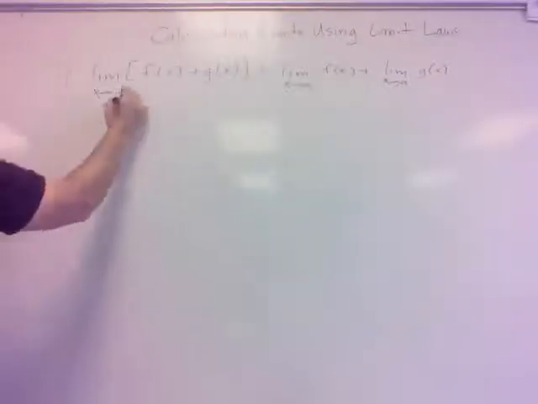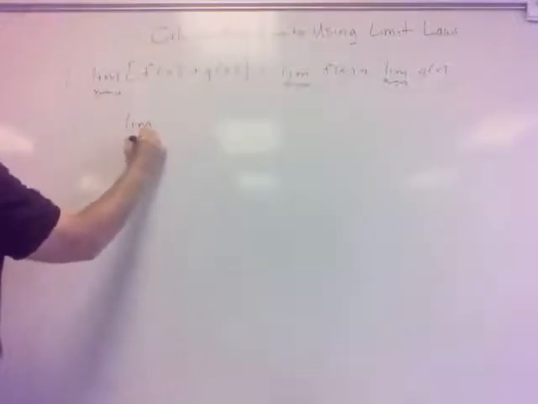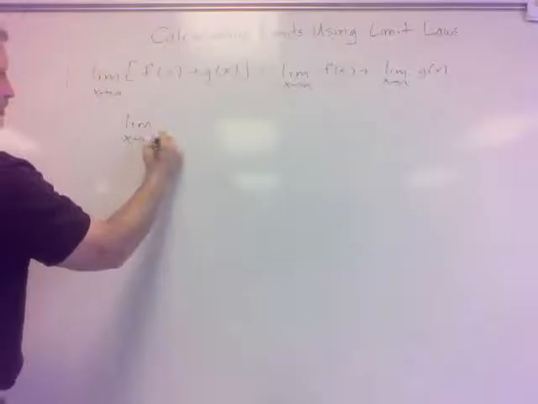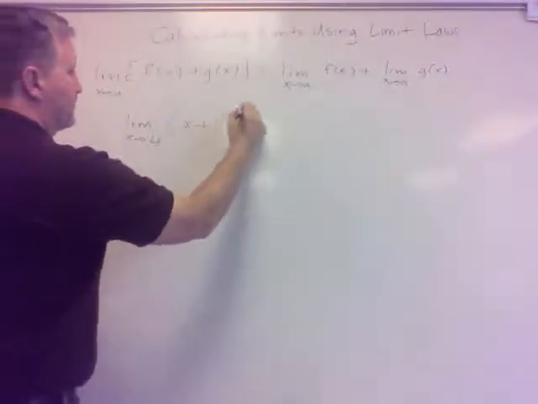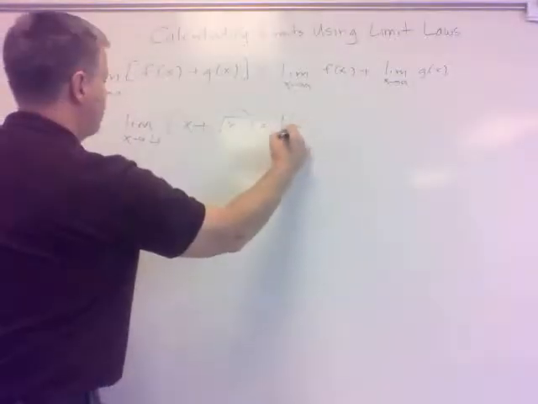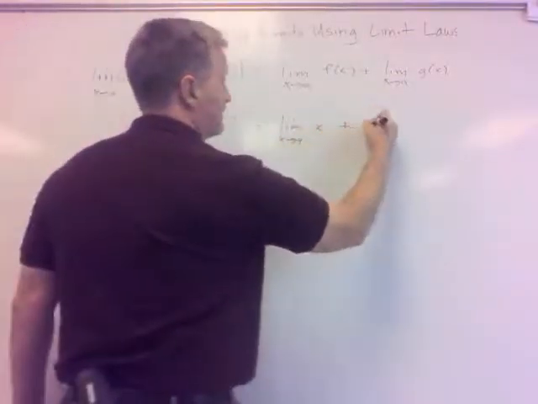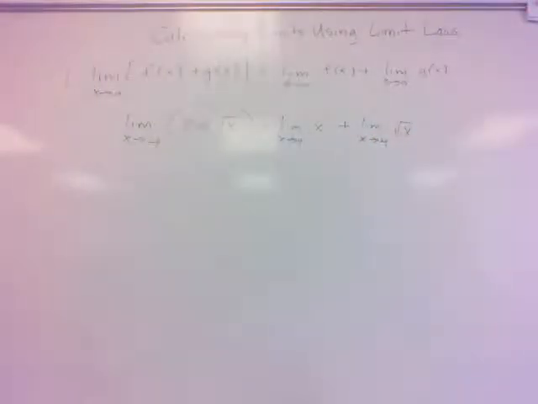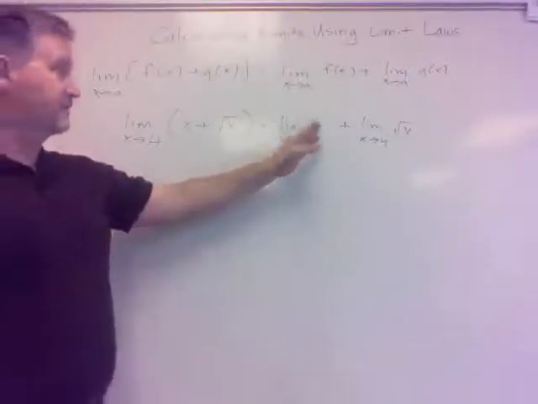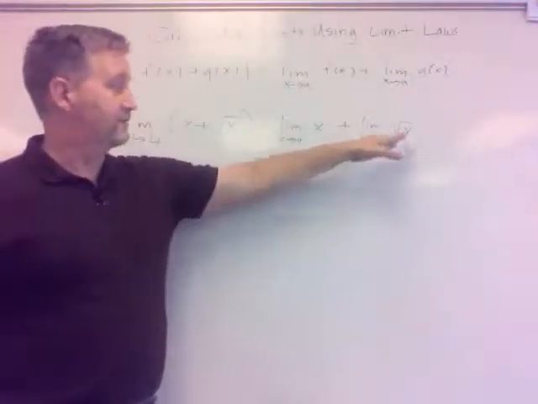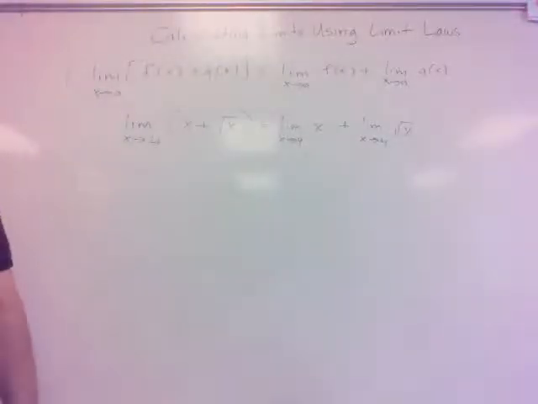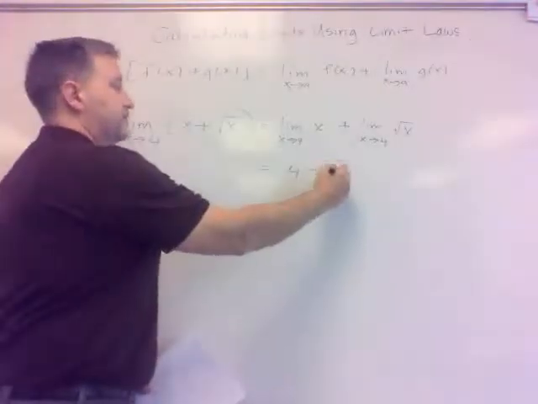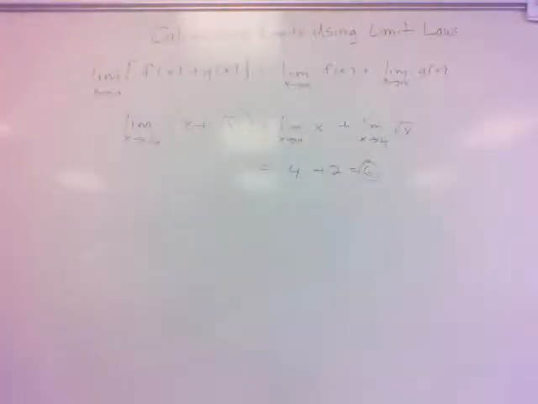I was just going to show you here what this is. Say I've got the limit as x approaches 4 of x plus the square root of x. Basically, by law number 1, what this says is I can do the limit as x approaches 4 of x, then do the limit as x approaches 4 of the square root of x. That's what limit law 1 allows me to do, and you can see the advantage of that because the limit as x approaches 4 of x is going to be 4. The limit as x approaches 4 of the square root of x is going to be 2. 4 plus 2 is going to give you 6.